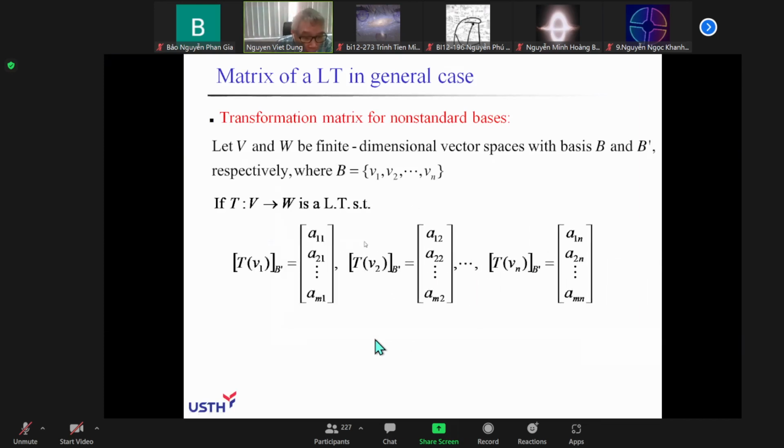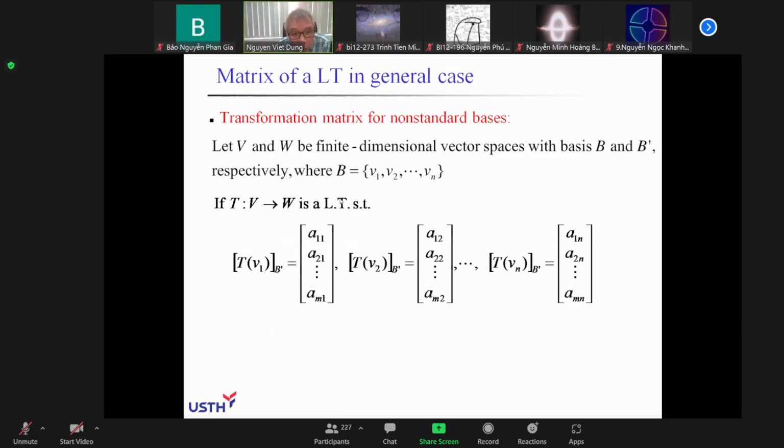First, we calculate T of V1. T of V1 must be inside W. And because W has a basis B prime, we write down the coordinate of T of V1 according to the basis B prime. And that coordinate column will be right here. Similarly, we can find the coordinate column of T of V2 relative to the basis B prime, and we put it in the column here.